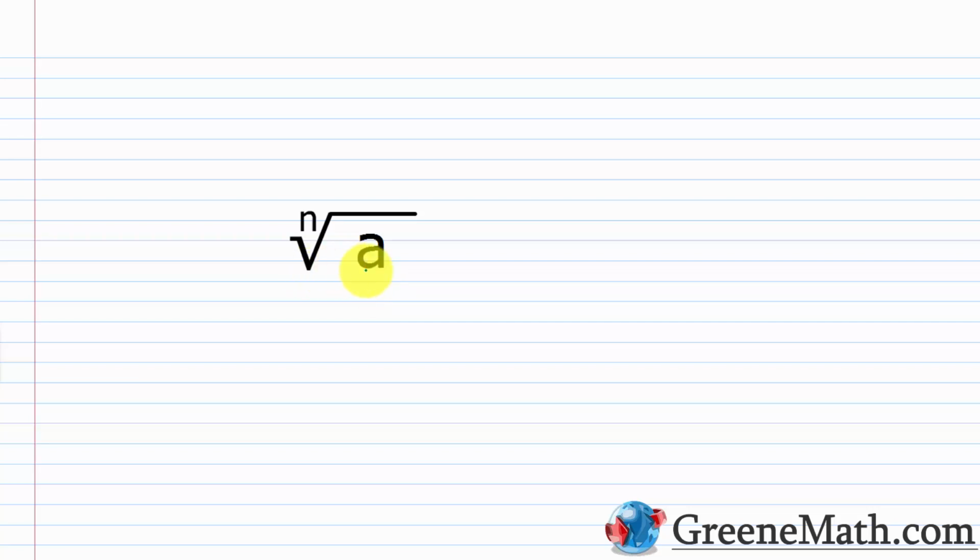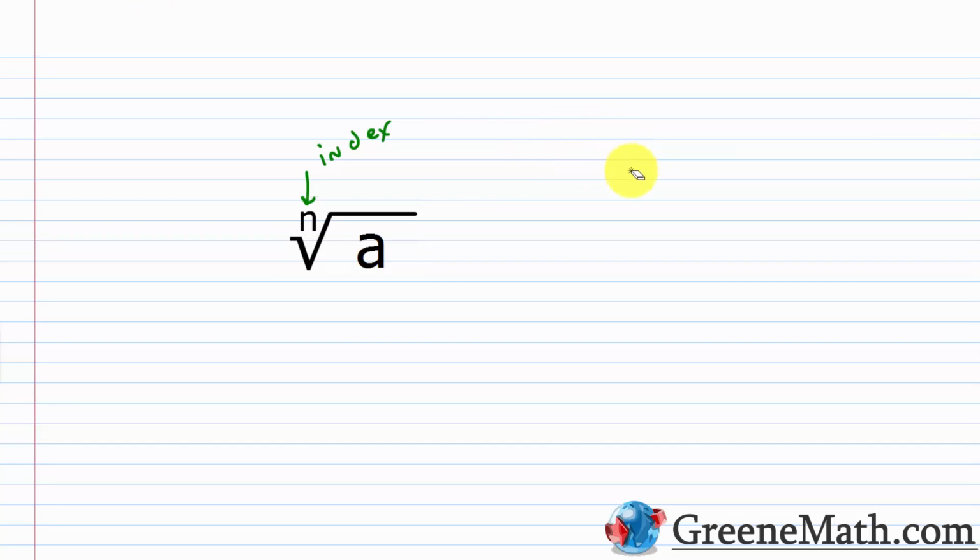So if you have the nth root of a, the n right here is known as the index. And for a square root, the index is left blank. So if you have a square root, it's implied to be a 2, right? So something like, again, the square root of 4. You don't show a visible index, but it's known or understood to be a 2.